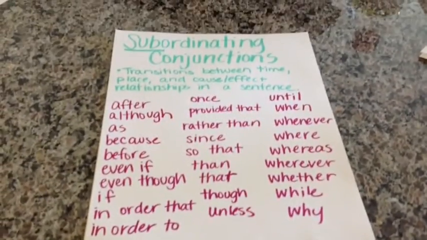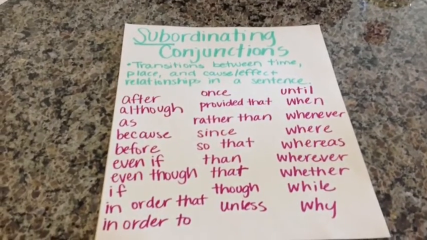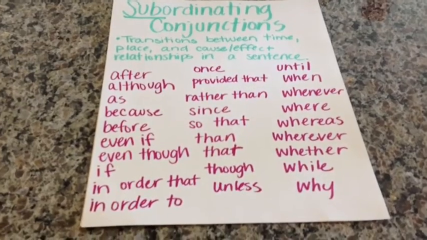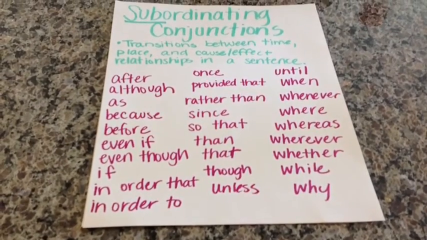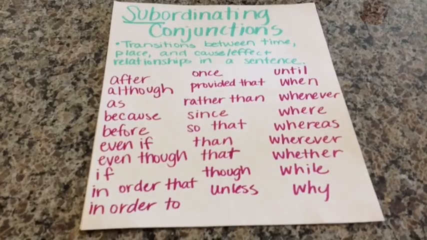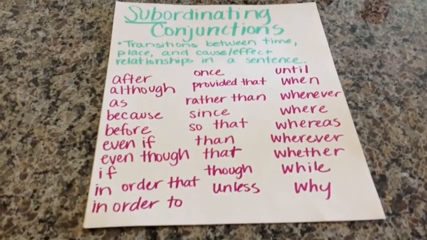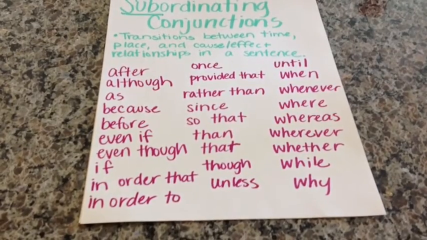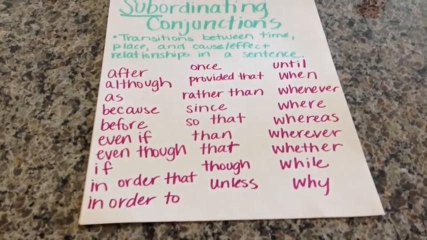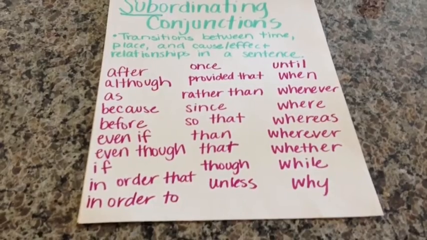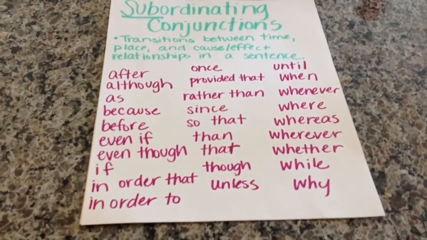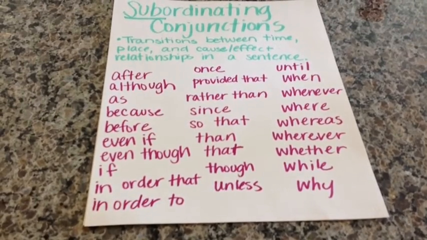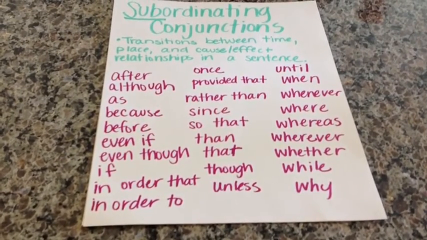Today's main focus is on subordinating conjunctions. They are words that transition between time, place, and cause and effect relationships in a sentence. So take a look at this whole list of words here. We have after, although, as, because, before, even if, even though, if, in order that, in order to, once, provided that, rather than, since, so that, than, that, though, unless, until, when, where, whenever, whereas, wherever, whether, while, and why.